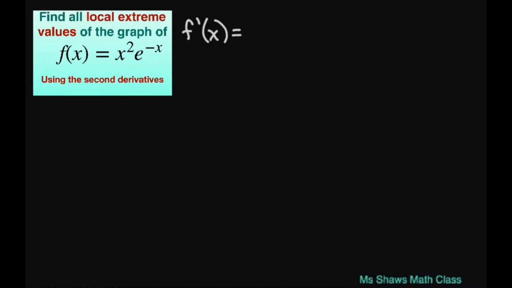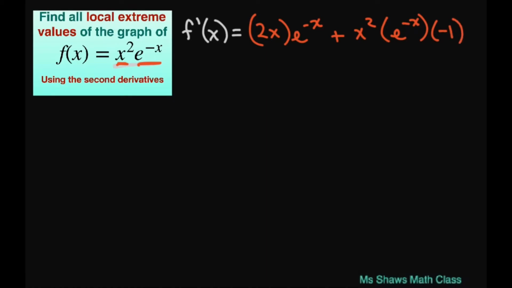Using the product rule, we'll take this first term and differentiate that, and you get 2x times your second term, plus copy down your first term times the derivative of your second term. So that's e to the power of negative x, and then you have to multiply that by negative 1. All right, so if you simplify this, what I'm going to do is factor out e to the power of negative x, and that's going to give me 2x minus x squared.